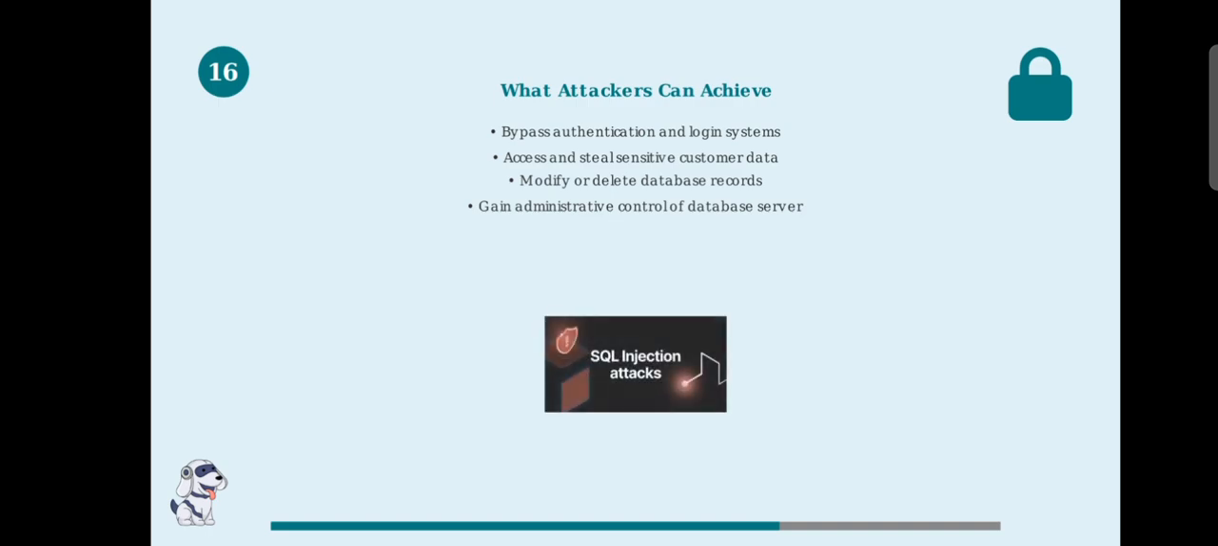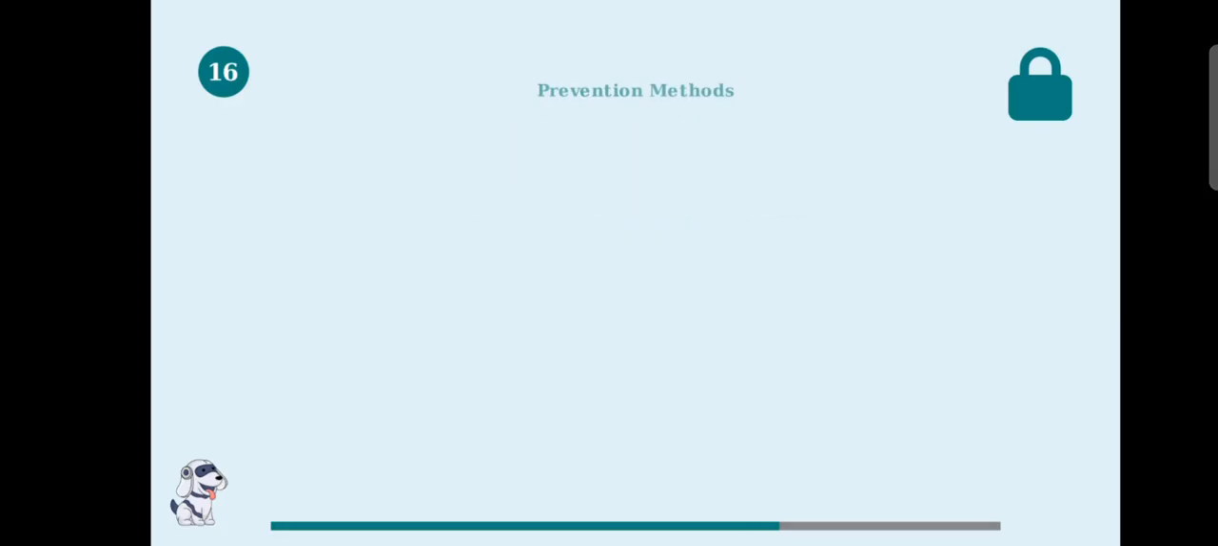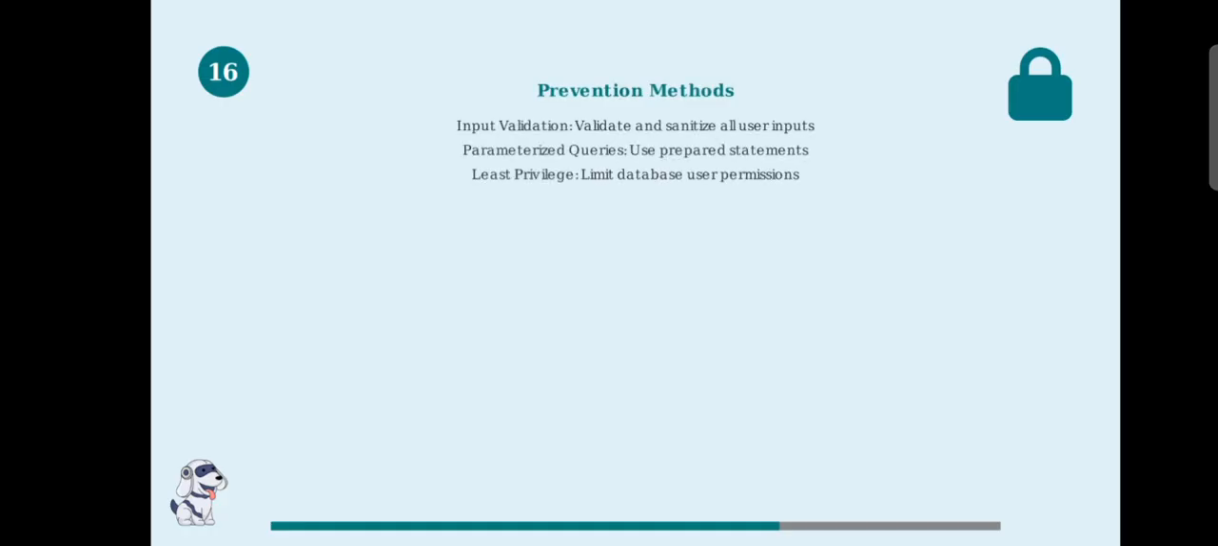SQL injection attacks represent a critical security vulnerability that can compromise entire systems and expose millions of records, making them a top priority for cybersecurity professionals. Preventing SQL injection requires multiple security measures. Input validation ensures all user inputs are properly validated and sanitized. Parameterized queries use prepared statements that separate code from data. The principle of least privilege limits database user permissions to only what's necessary. This illustration shows the importance of implementing comprehensive SQL injection prevention measures, including proper security controls and defensive programming practices.